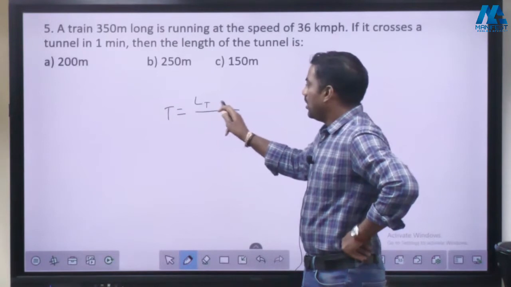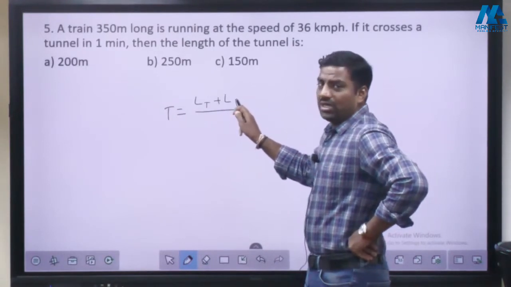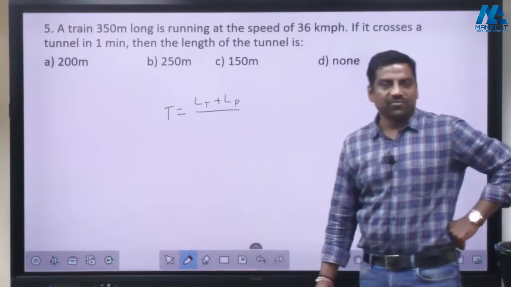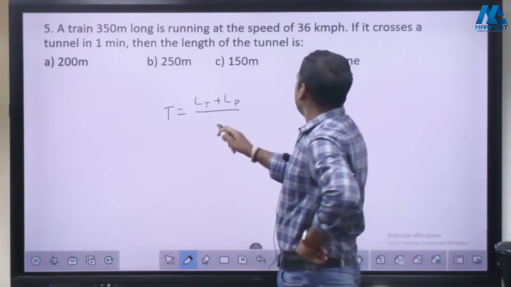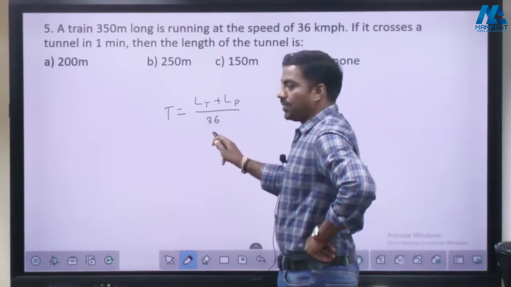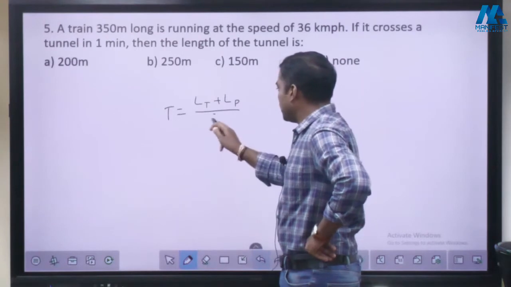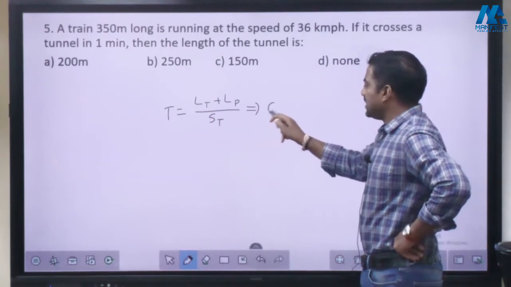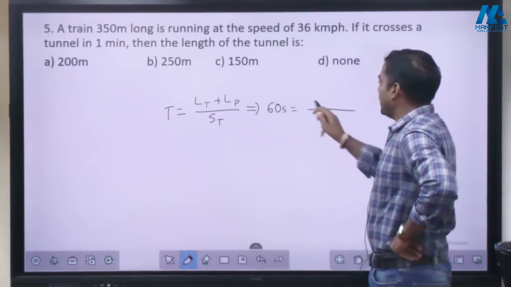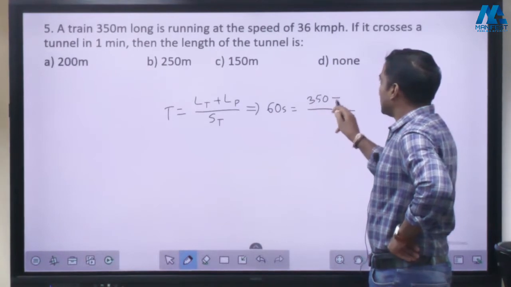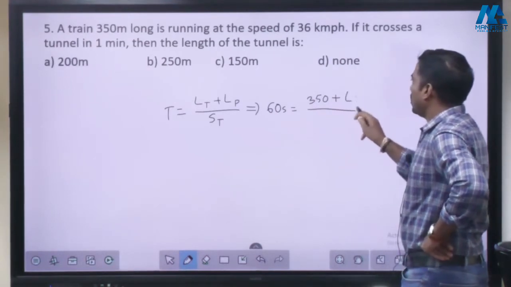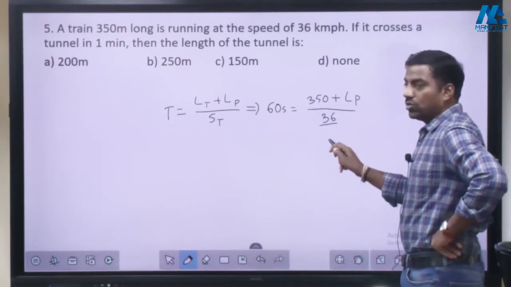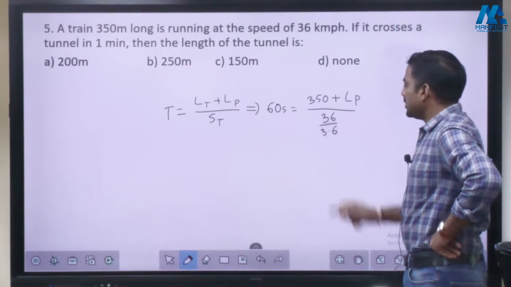So length of the train plus length of the tunnel. You don't write T again. You take P only. For everything you take P only. That is platform. Okay. And the speed is how much? 36 km per hour. Or I'll write simply speed of the train here. Substitute. This T is nothing but time taken is 60 seconds. Length of the train is 350 meter plus length of the platform, I don't know. Divided by speed of the train 36, but this has to be converted into meter per second. So I'll divide this by 3.6.